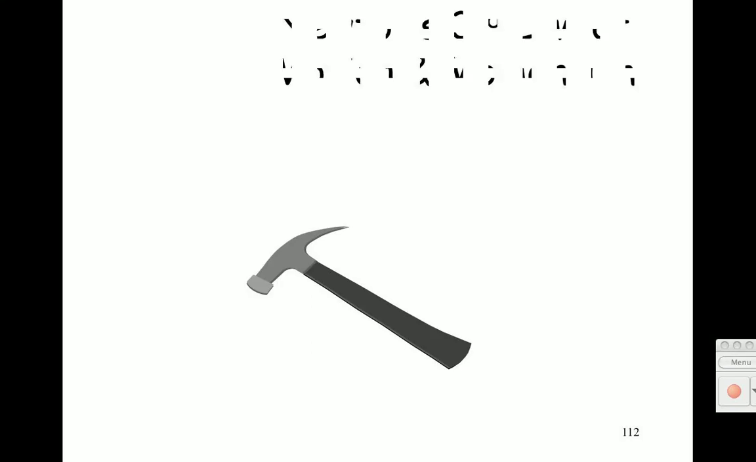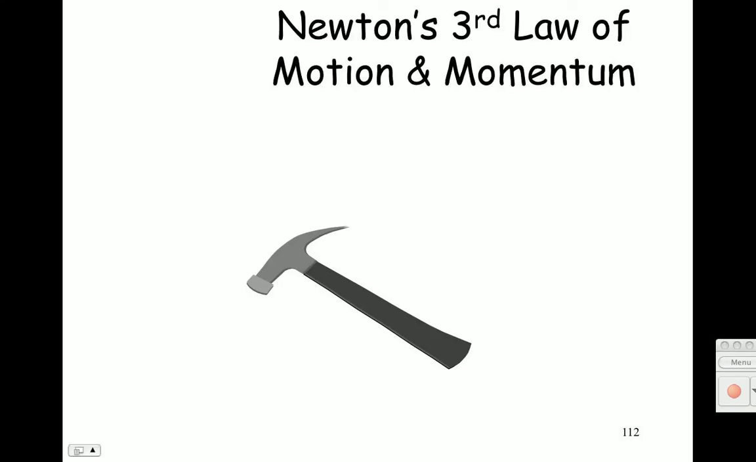Okay, the last segment of this unit is on Newton's third law of motion and momentum. And just as a reminder, you have some homework problems that will be due with the weight and mass as well as Newton's second law. All right, so I gave you that worksheet, so hopefully you will be able to work on that.